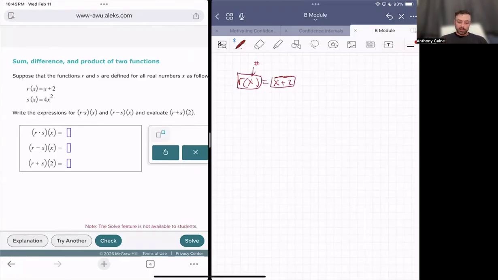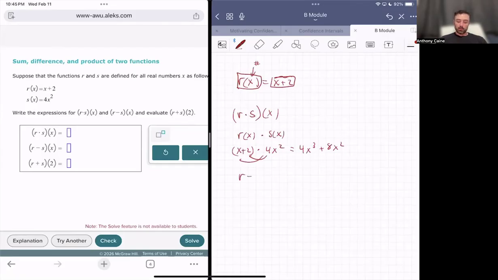So I can treat r of x the same way I treat x plus 2 and vice versa. And so if I say, do r times s evaluated on x, what they mean is r of x times s of x. And what that means is x plus 2 times 4x squared. So you have to distribute and simplify. It becomes 4x cubed plus 8x squared. So that would be the first blank. It's really not bad.